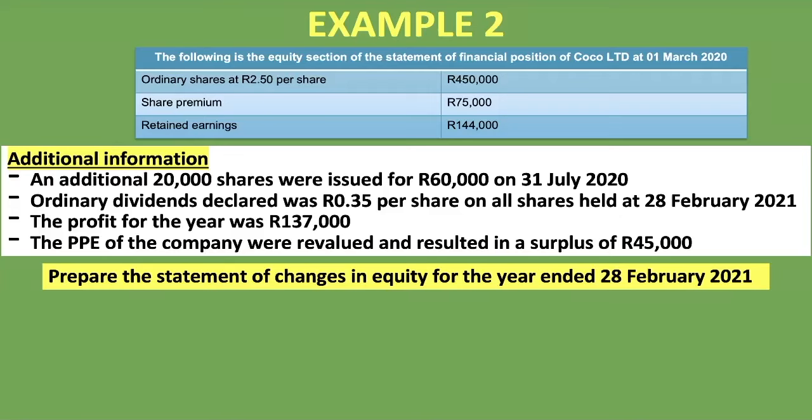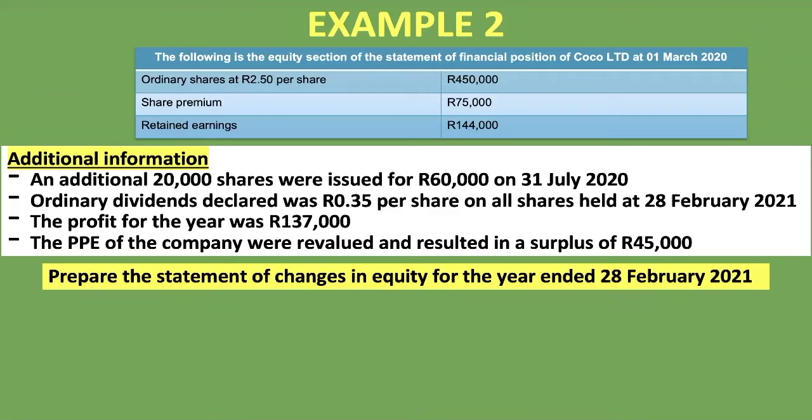Here we are told that the following is the equity section of the statement of financial position of Cocoa Limited at the 1st of March 2020. So we have ordinary shares at 2.50 per share. It's 450,000 rand. That is the value of ordinary shares in the company. The share premium value is 75,000 rand, and our retained earnings is 144,000 rand.